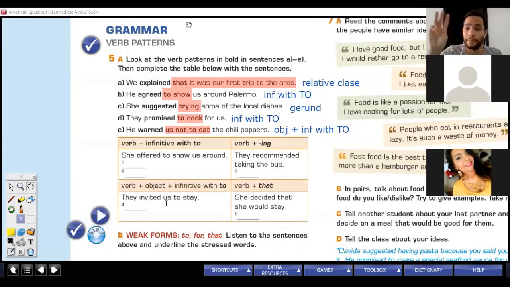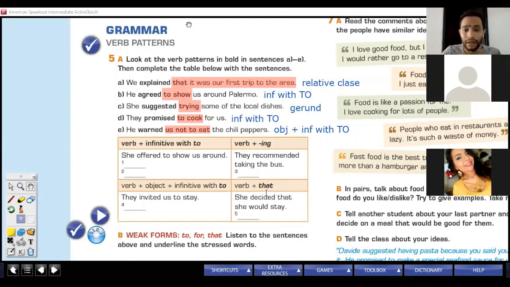Pattern number 3: here we have verb plus object plus infinitive with to, which is the last example that I gave you. So, they invited us to stay. The verb here is invite, and the object, I repeat again, can be the person or the thing or the animal, the object in general, that receives the action. So us is the object, and the infinitive with to, to stay, is the verb.